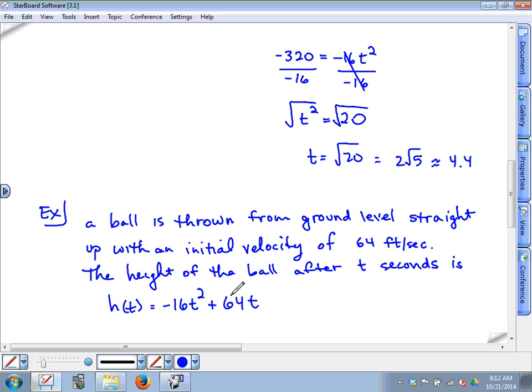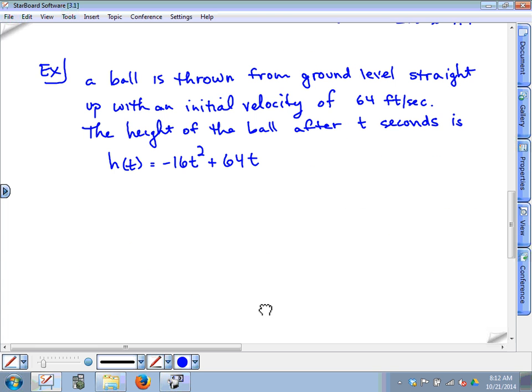Hopefully you notice some similarities in these two equations. Negative 16t squared, that's the effect of gravity here on Earth. 64t is the initial velocity. You learn more about this in a physics class, but the question for this one is, what is the max height of the ball? Because unless this guy is Superman, the ball is eventually going to reach a maximum height and then fall back down to the earth.